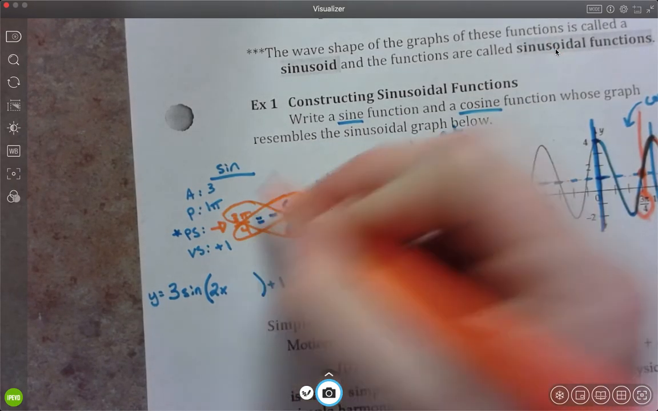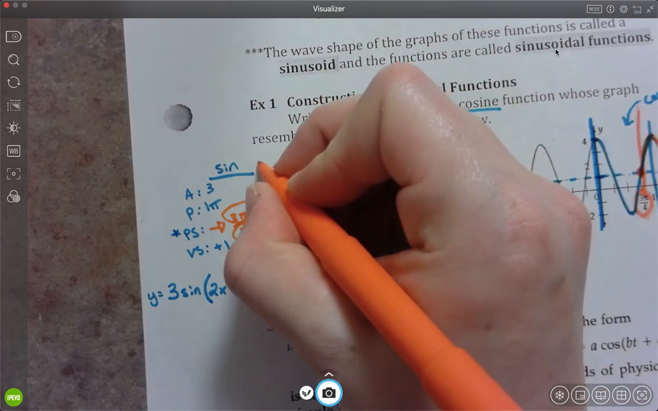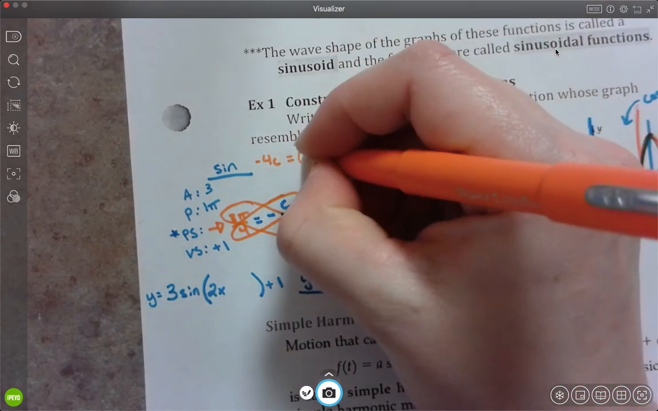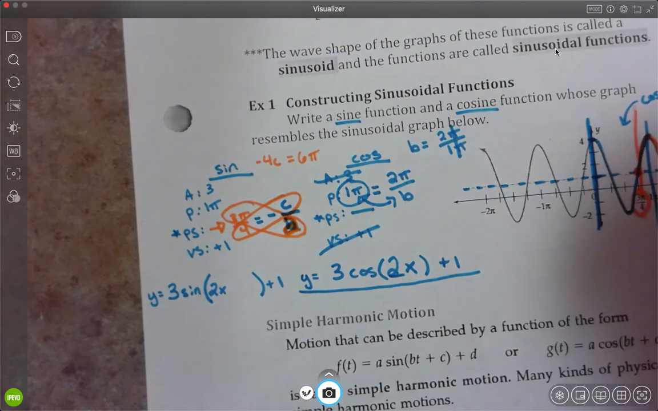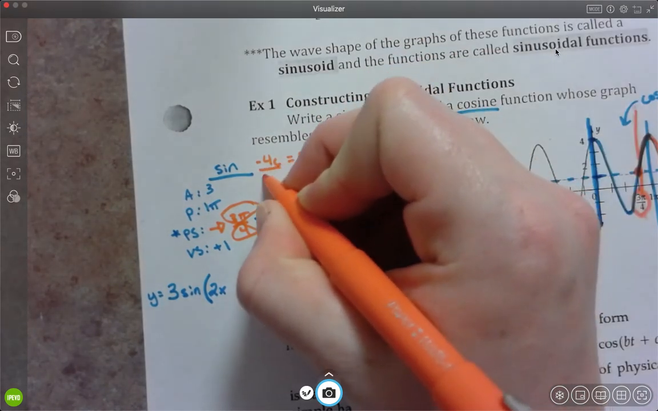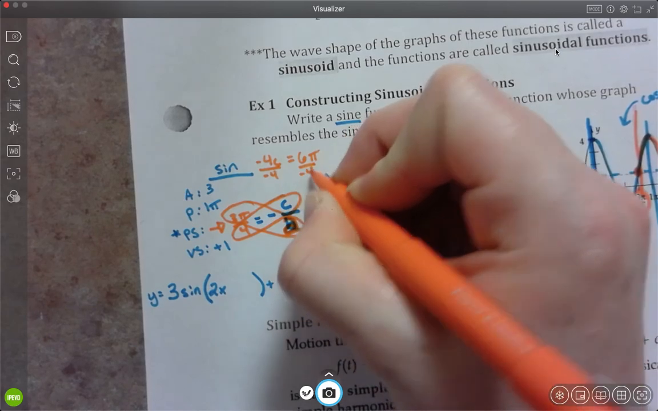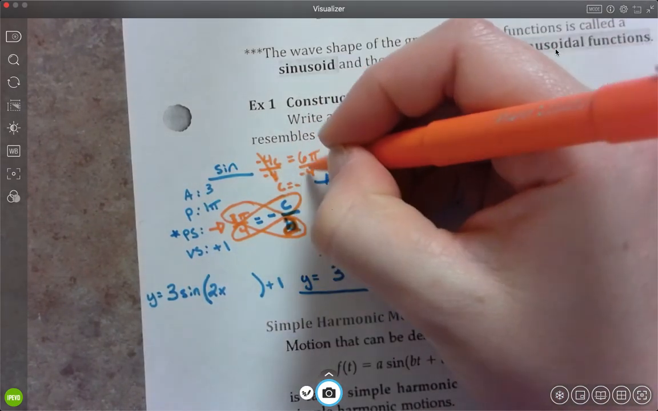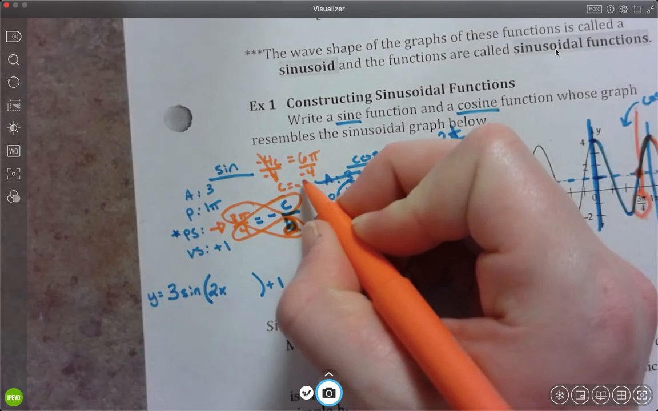Okay, 4 times negative c is going to be negative 4c. 3 pi times 2 is going to be 6 pi. Then to get c by itself, I would divide by negative 4. So c is going to be, if I reduce the 6 and the 4, negative 3 pi over 2.